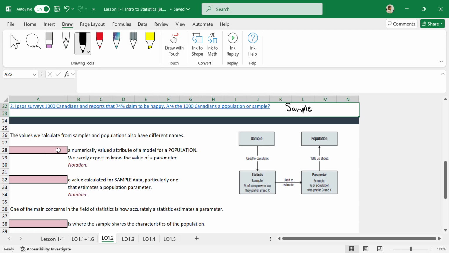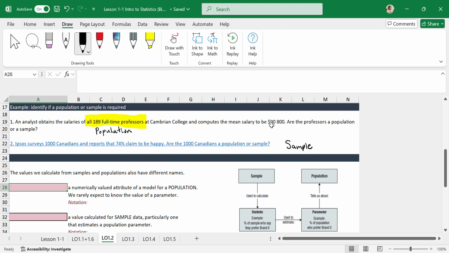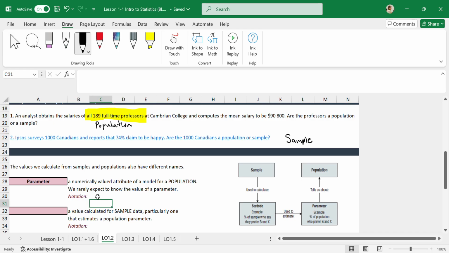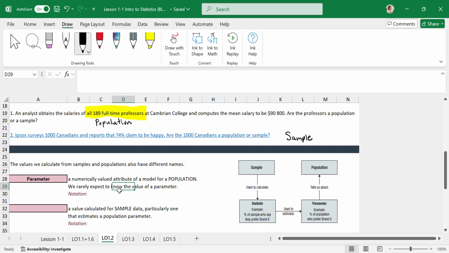Once you know if you have sample data or population data, there are also different names for values that you calculate from either a sample or a population. If you do have population data, like here, when they have the whole population of full-time professors and they see that the average salary is $90,800, this number that's calculated for all the full-time professors, that's the population, is called a parameter. Any number that you calculate for the whole population, we call a parameter.